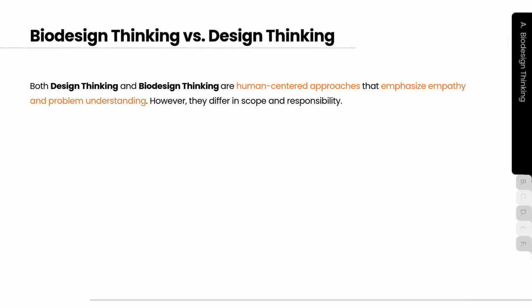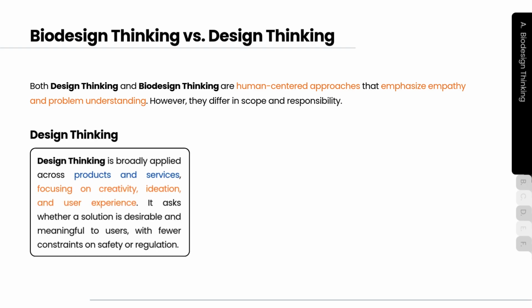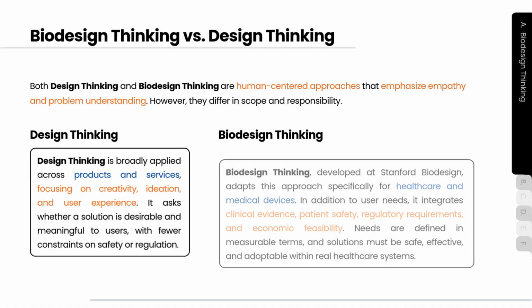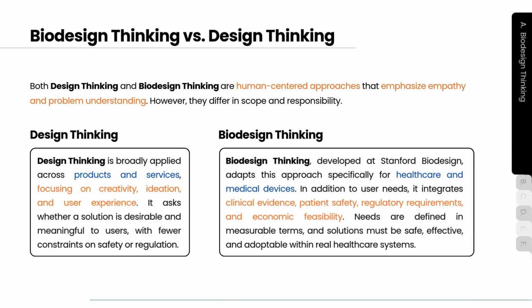Both design thinking and biodesign thinking are human-centered approaches that emphasize empathy and problem understanding, but they are used in very different contexts. Design thinking is widely applied across products and services, where the main focus is creativity, ideation, and user experience. It asks whether a solution feels useful and meaningful to users. Biodesign thinking, on the other hand, is designed specifically for healthcare and medical devices. Beyond user needs, it integrates clinical evidence, patient safety, regulatory requirements, and economic feasibility, ensuring solutions can actually function within real healthcare systems.